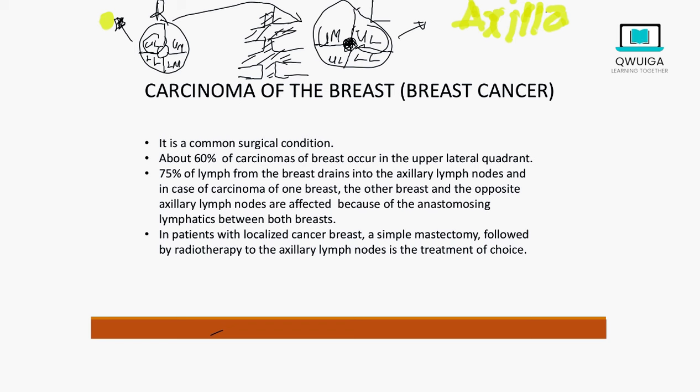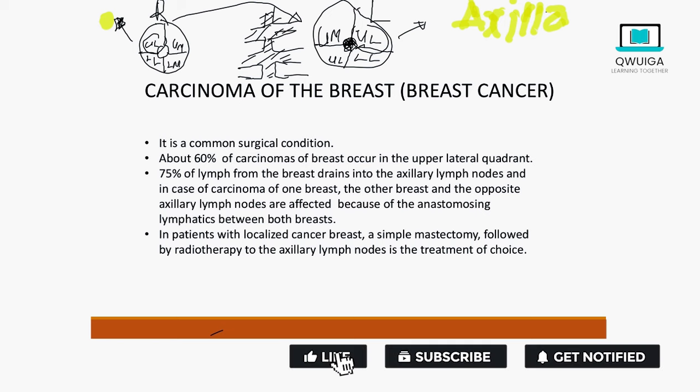Then in patients with localized breast cancer, a simple mastectomy followed by radiotherapy to the axillary lymph nodes is the treatment of choice. The radiotherapy to the axillary lymph nodes across both sides is in case neoplastic growth or malignant tissue have already affected those areas, to kill those outgrowths in those areas already.